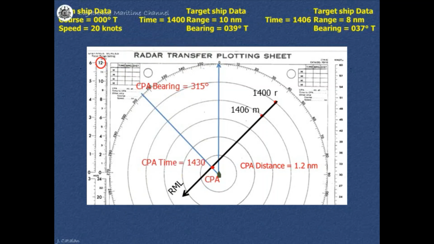Where did I get 2 nautical miles? I measured it from the range of the first target observed to the second target observed, or from R to M. And how about 8 nautical miles? I measured it from the last target observed to the point of the CPA, or from M to CPA.